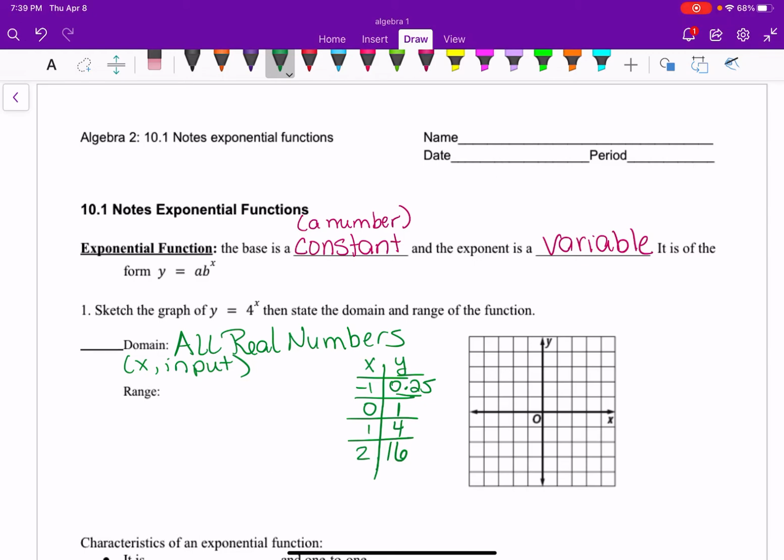Okay? I like to look at the range after I've drawn it so I can kind of have a visual of what's going on. So let's draw this one. -1 and 0.25 is about there. 0, 1, 1, 4, and then 2, 16 is way up here.